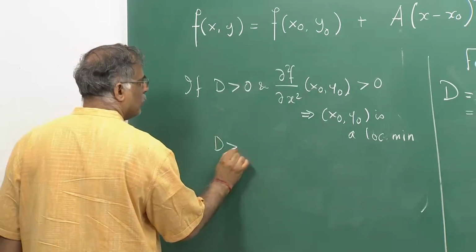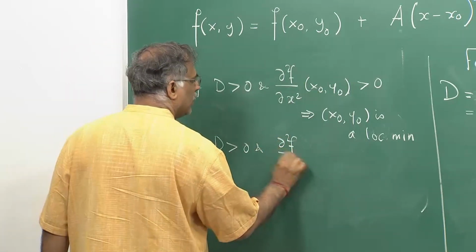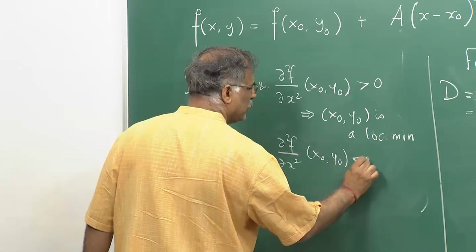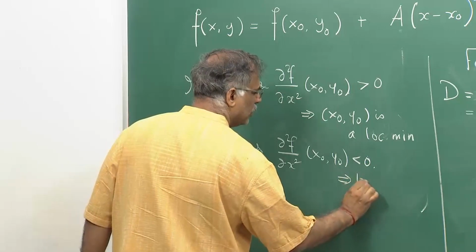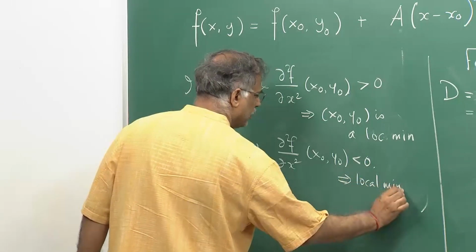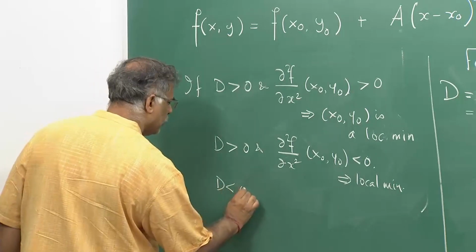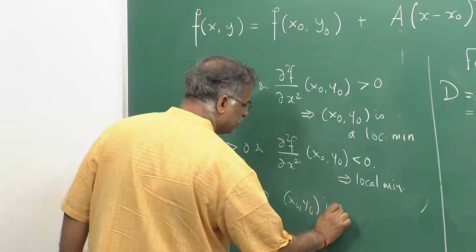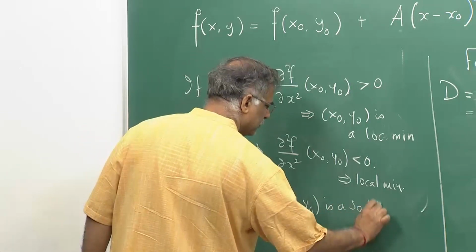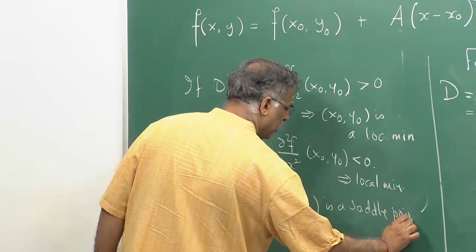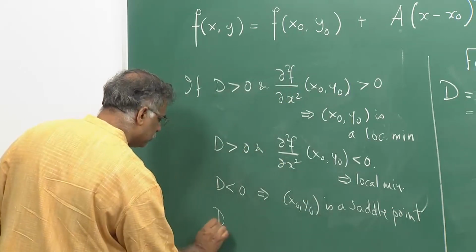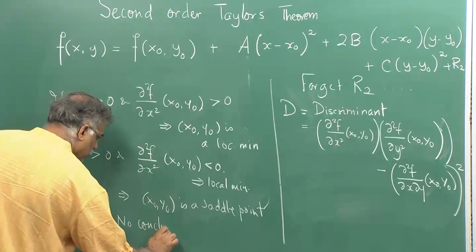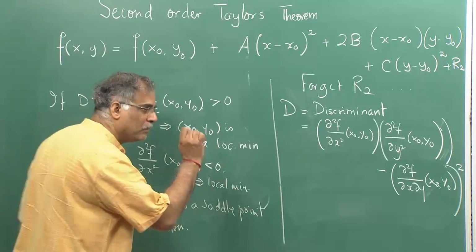If D is greater than 0 and del 2f del x2 at x naught y naught is strictly less than 0, it implies local max. If D is less than 0, it implies x naught y naught is a saddle point. And if D is equal to 0, no conclusion. And with this we conclude today's lecture.